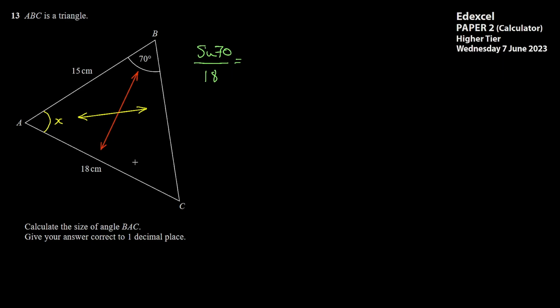So what I'm going to have to do is use the other pair. And if I call that angle y, I'll be able to find y. And once I've found y, I can find x because I know that x plus y plus 70 will add up to 180 degrees. So this is equal to sine y divided by 15.